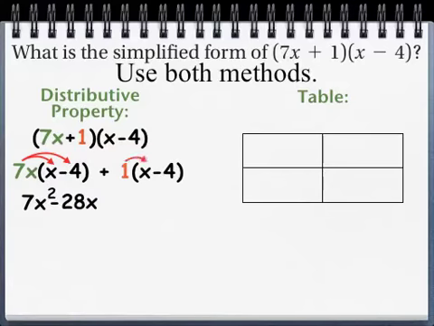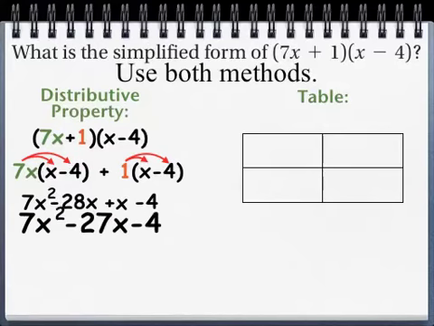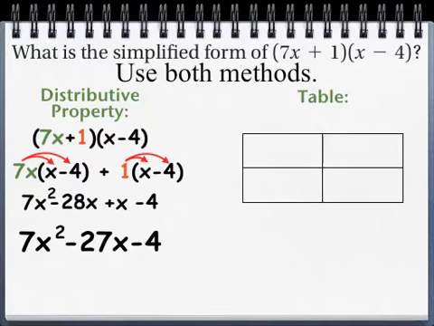Plus, I need to distribute my 1. 1 times x is x. And then 1 times negative 4 is negative 4. Just like before, I need to combine my like terms. I have a negative 28x plus a 1x. Negative 28 plus 1 is a negative 27x. So I have 7x squared minus 27x minus 4.